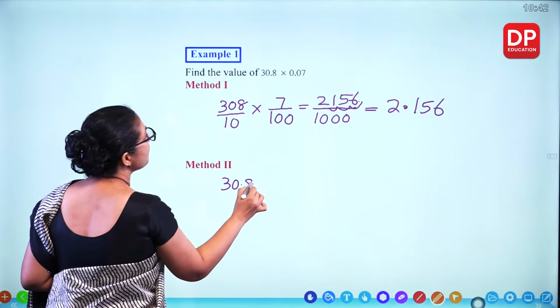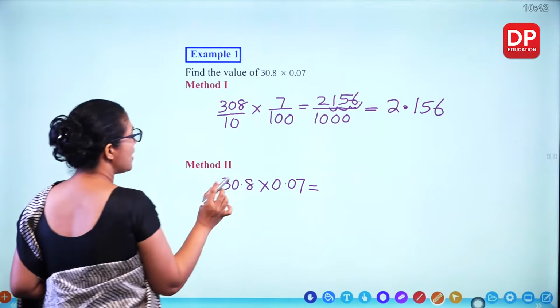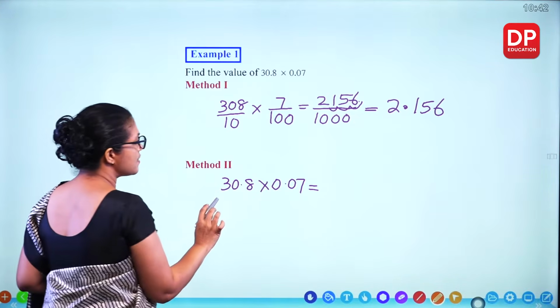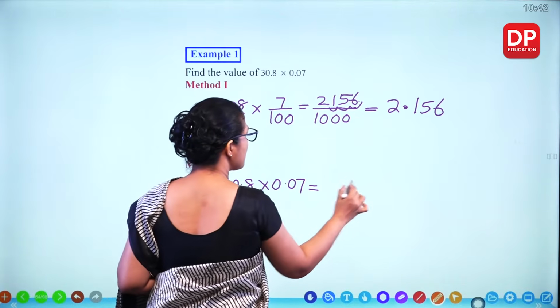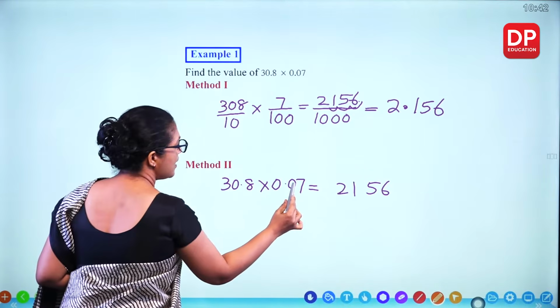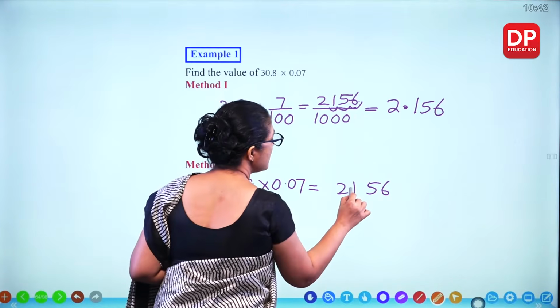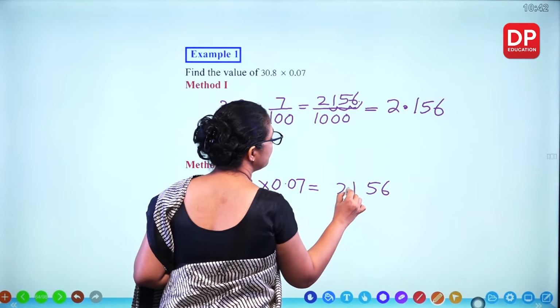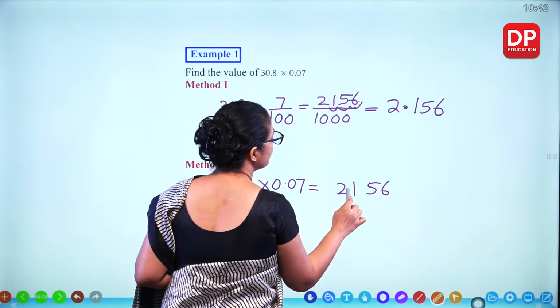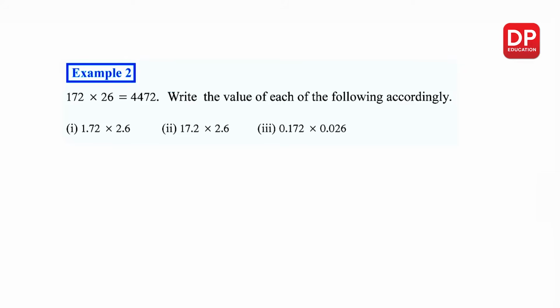30.8 multiplied by 0.07 means just multiply by 7 first without considering the decimal. 7 times 8, 56. 7 times 3, 21. And how many places we have to keep? 1, 2, 3. 1, 2, 3. So the answer is 2.156.